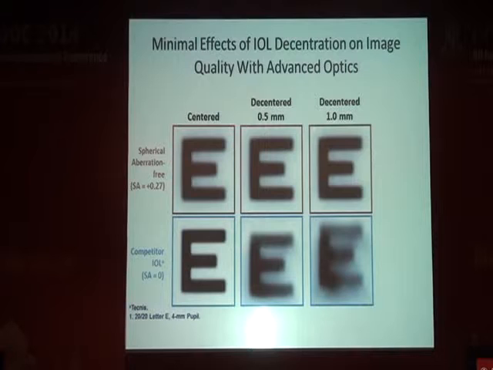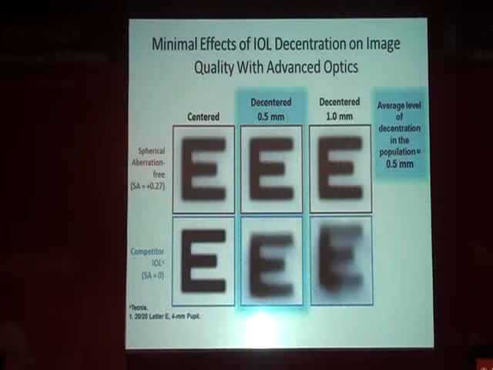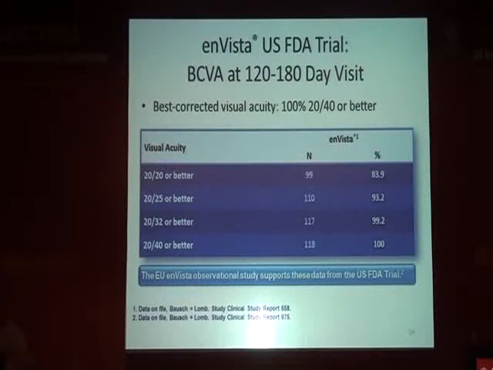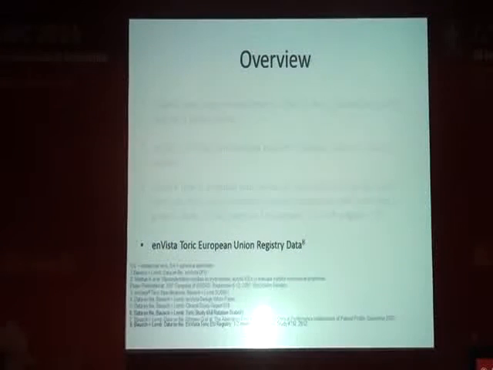There are effects of IOL decentration, so one has to be extremely careful about this. What about the BCVA at about the 6 months visit? You'll notice again it has improved extremely well.